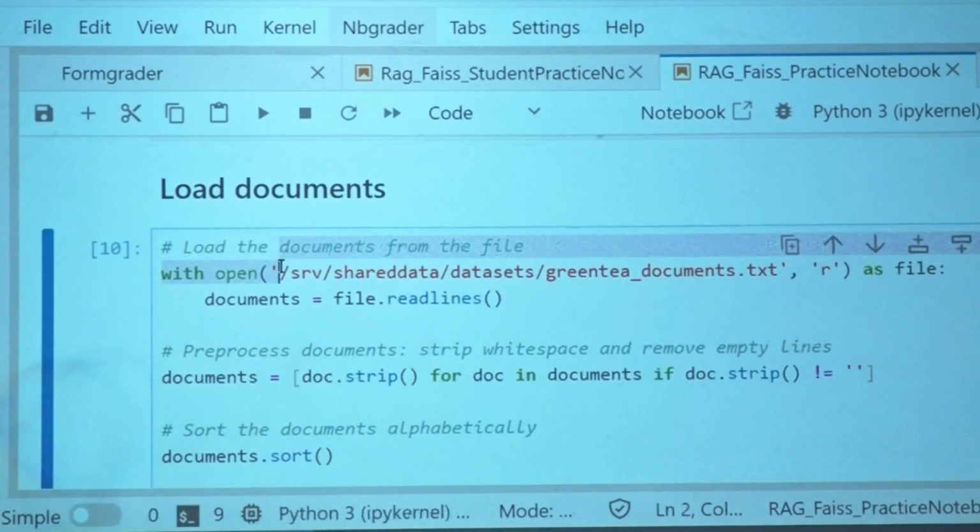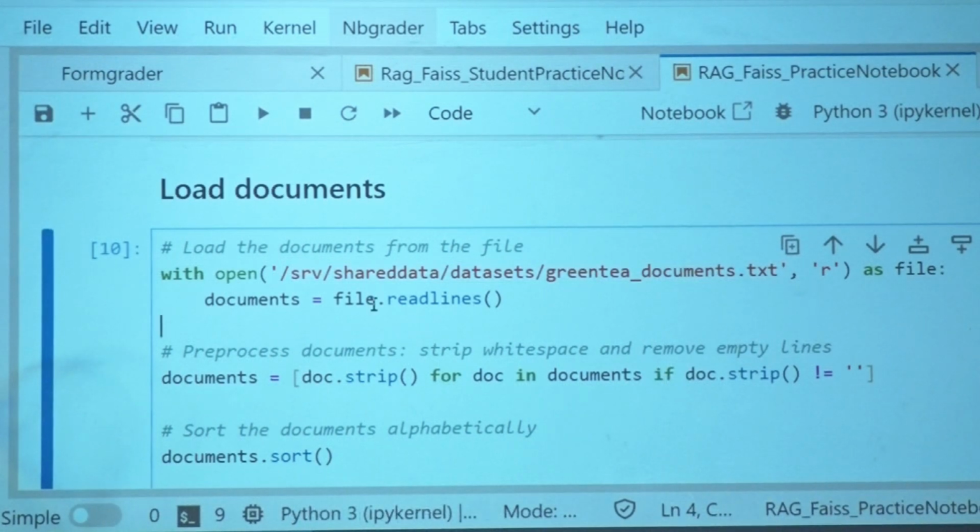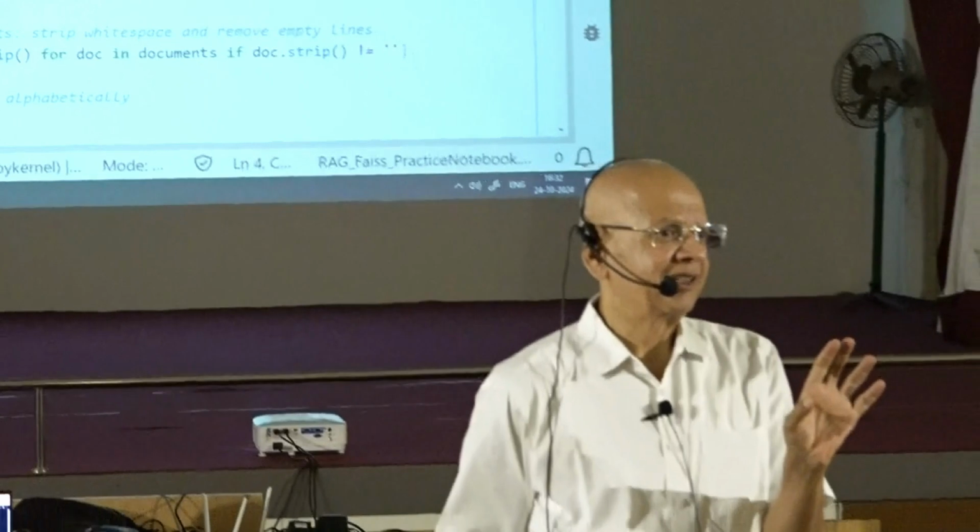So we read all the files. Rather, the file consists of many lines. Each line we are treating as a document because we are dealing with very small data. We don't want to load our cluster. So each line is a document. I mean, not in real life, but in this example, each line is treated as a document. So when I do read lines, you get a list of documents.